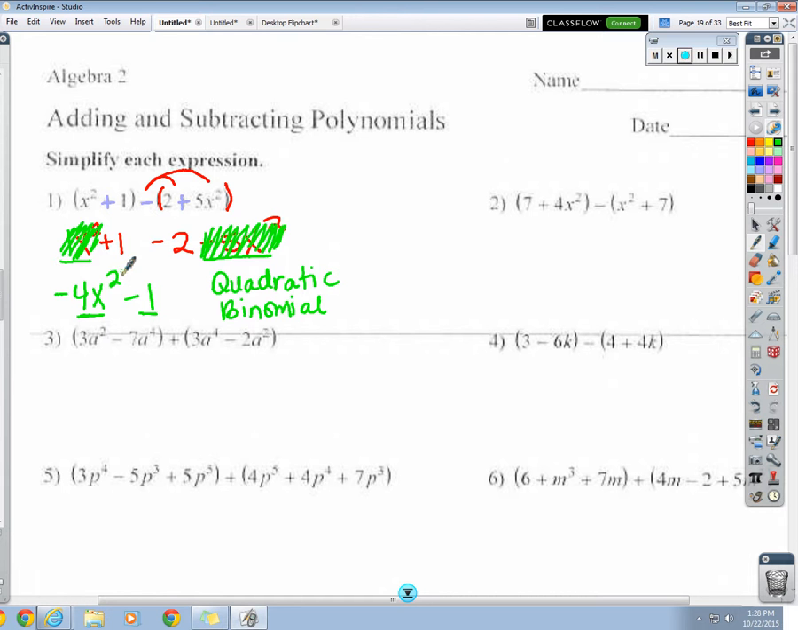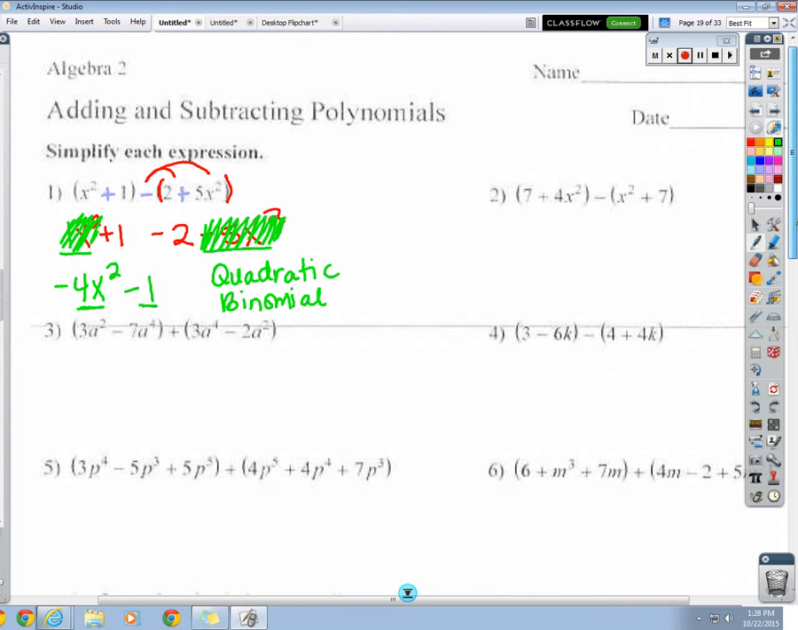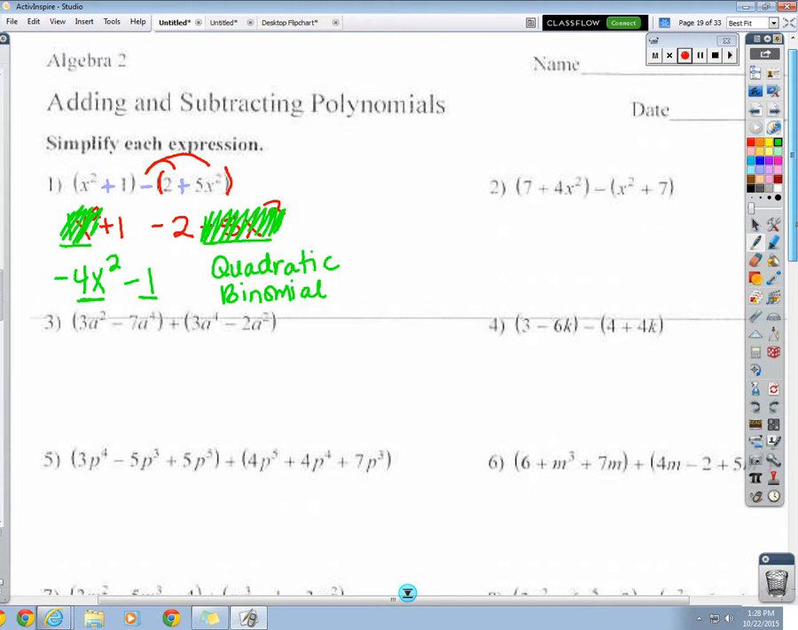Quadratic because it's degree 2. 2 is the highest exponent. Binomial because it's 2 terms. Okay, so I want you to do that for each of these because we need to practice that to get ready for next Friday's test. Yes. This is basically all review leading up to what we're going to learn today.